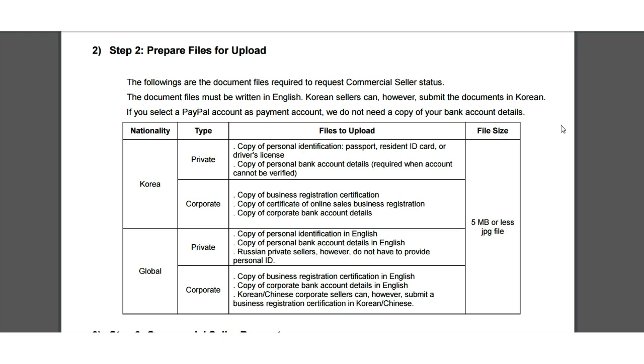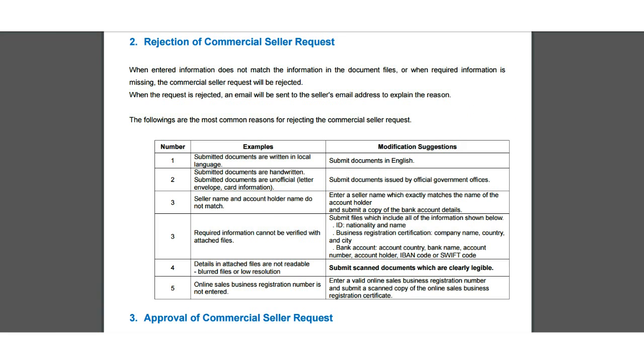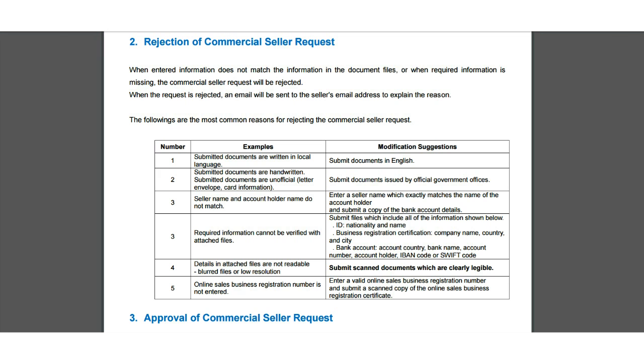So we've seen some rejection cases with partners, which cause delays in their schedule. So please plan ahead, and let me briefly tell you things to prepare to avoid rejection. So please submit documents in English. And if your government or bank cannot provide them in English, please then at least provide translation for main categories.